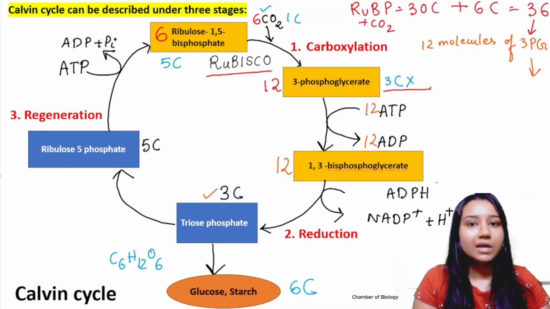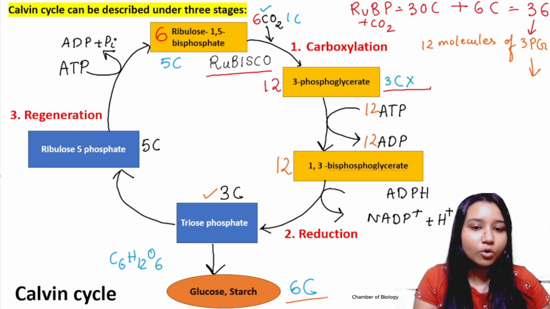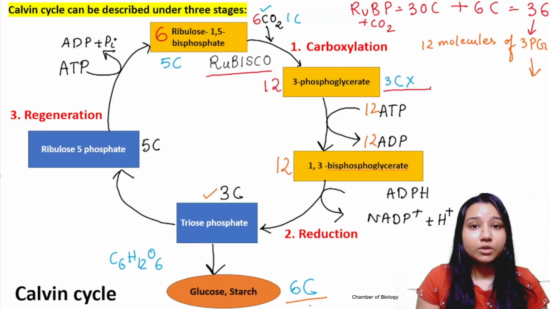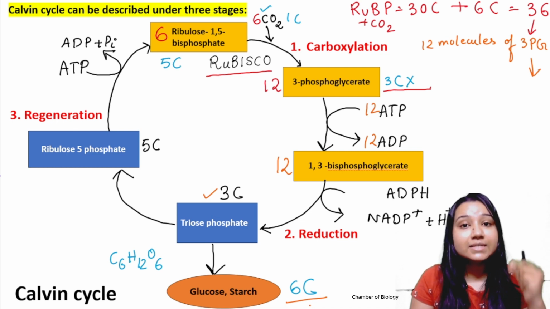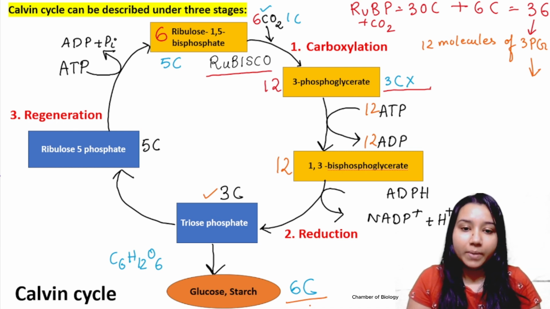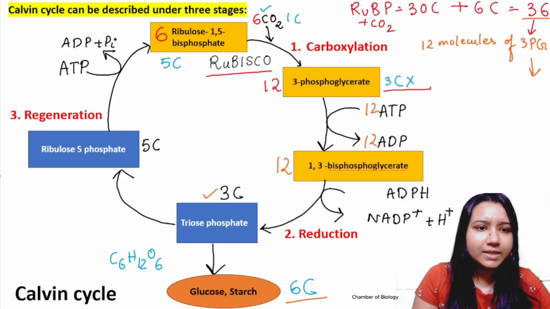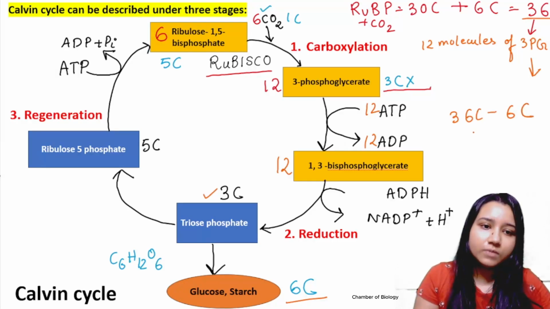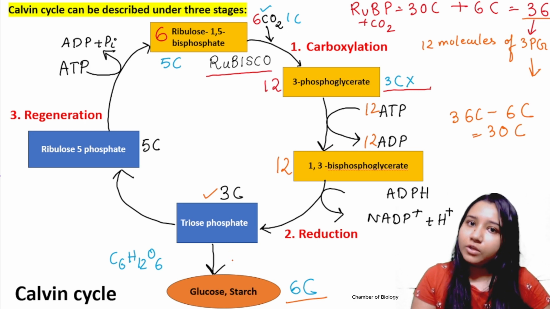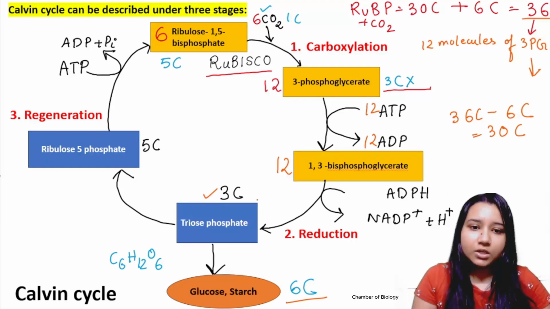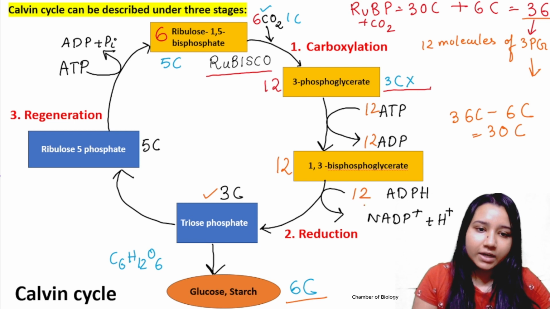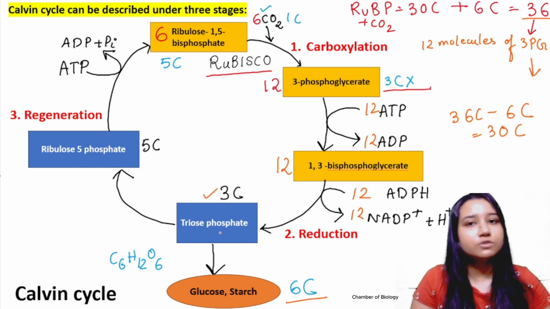Now reduction will lead to formation of triose phosphate. Triose phosphate is a 3-carbon compound, but the triose phosphate will help in formation of a 6-carbon compound, that is glucose. That means from these 36 carbons we have to subtract 6, and that is giving us 30 carbon. So as the triose phosphate is utilized, in this reduction process we will see triose phosphate forming.